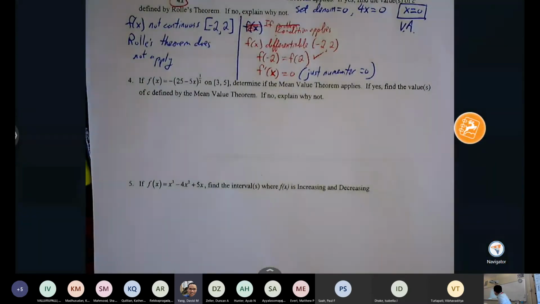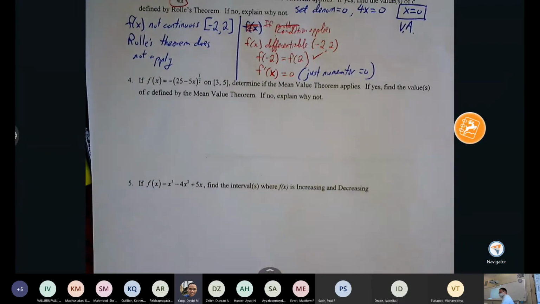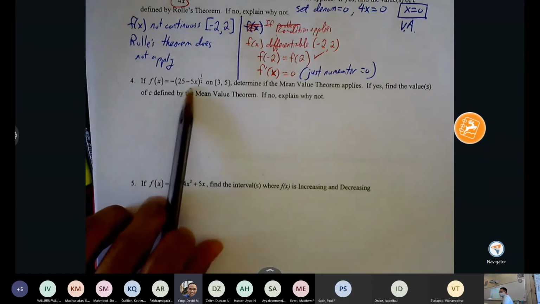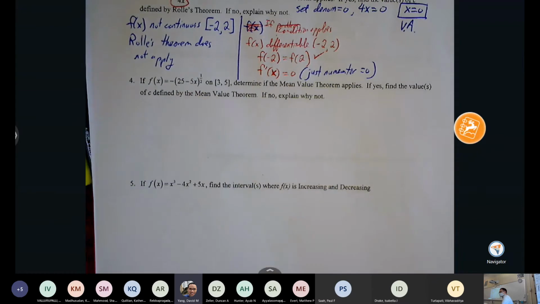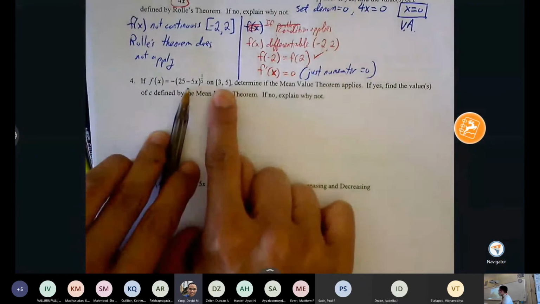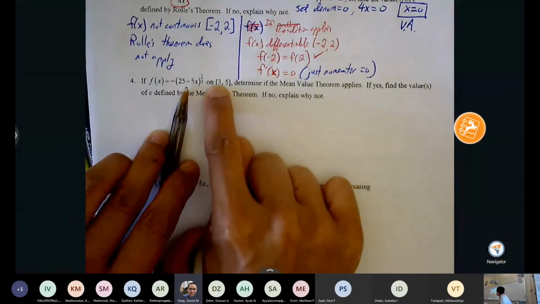Mean value theorem. We want to test continuity. We're dealing with a square root, so there are no sharp turns. The only thing you have to be worried about is whether the endpoints give us any negative values. We can't have negatives inside the square root, so we just plug 3 and 5 into the function and make sure they don't give us any negative values.